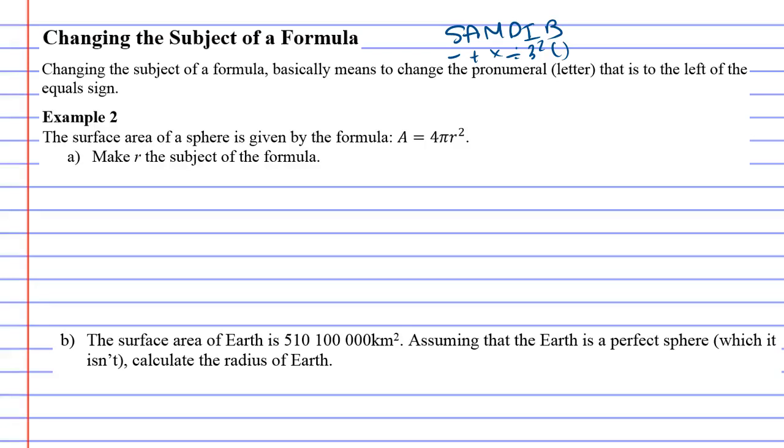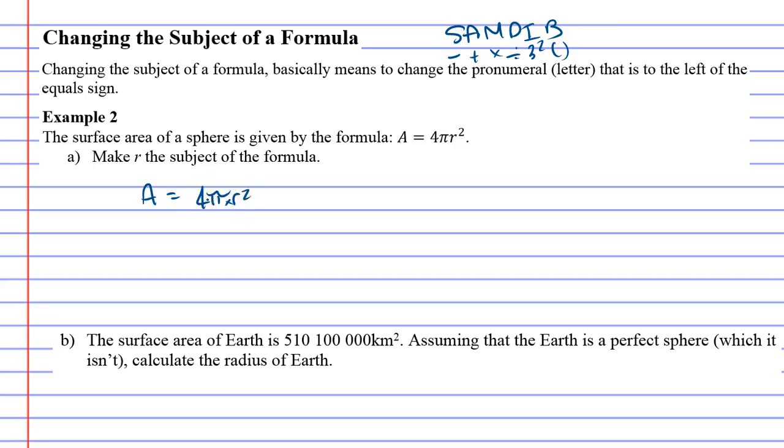Changing the subject of a formula, example 2. Right. Now, the surface area of a sphere is given by the formula A equals 4 pi r squared. And we want to make r the subject of the formula. And let's have a go. Alright. So, A equals 4 pi r squared.